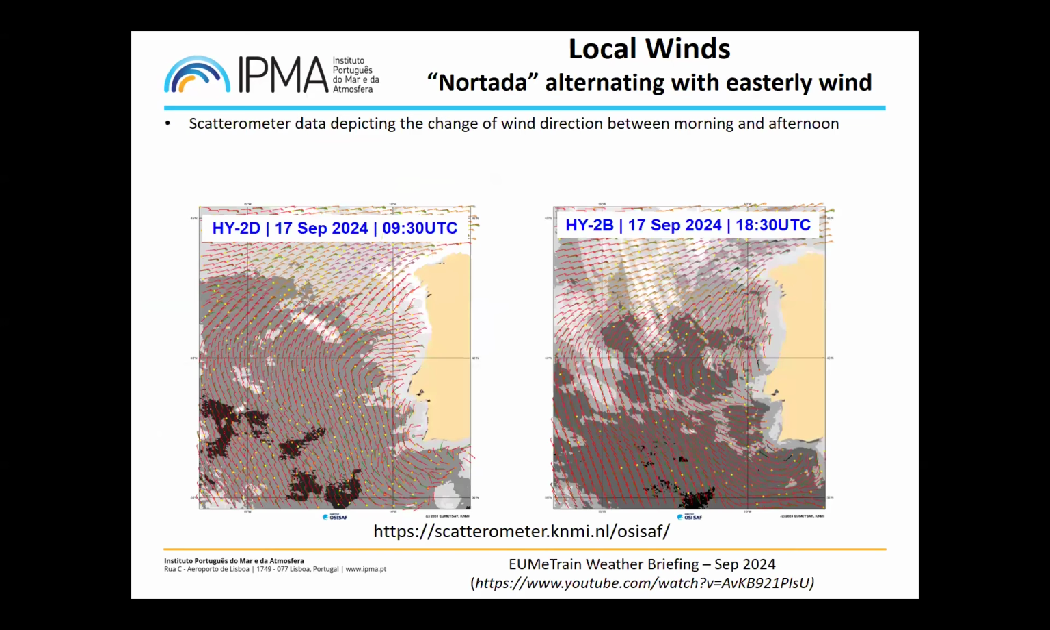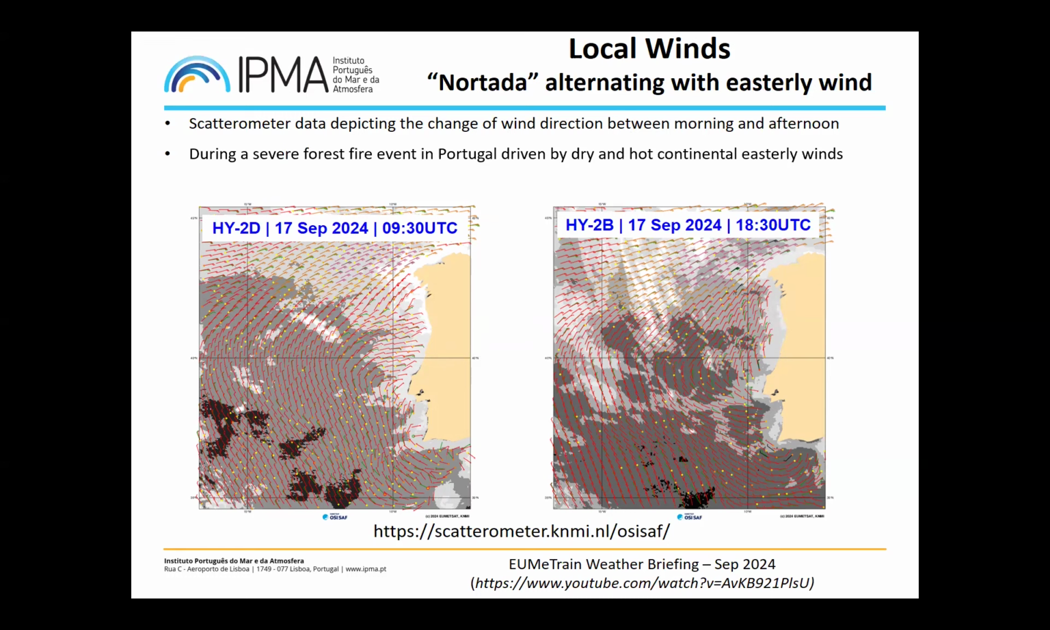This Nortada can, in this case, sometimes alternate with easterly winds. This was the case in September last year, 2024, where you can have the scatterometer data depicting the change of wind direction between the morning here on the left and the afternoon here on the right. So you have the easterly winds here in the morning, and then the northerly winds in the afternoon.